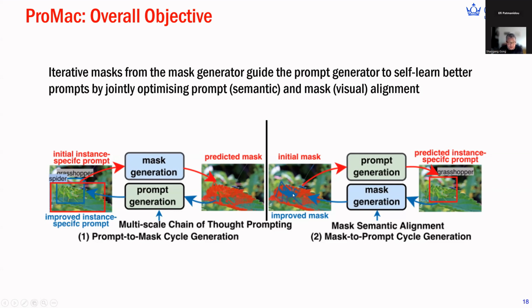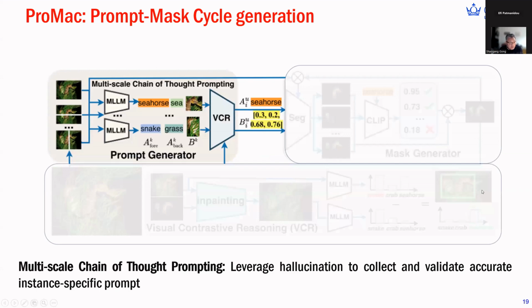You have a text prompt generated and then imposed onto the visual space, and you use that to generate a mask, and you come back. So there are two cycles. We call it the prompt to mask cycle and then the mask to prompt cycle. And both of them are trying to perform an alignment. So more specifically, you can decompose.